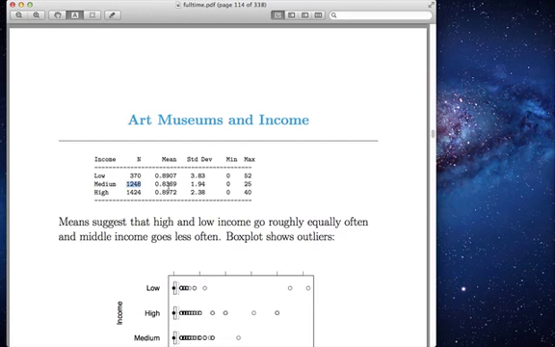Now we can summarize that conditional distribution with a variety of summary statistics like the mean and the standard deviation. We could look at the min and the max. So let's just interpret all these numbers. The mean number of times that someone with low income goes to an art museum is about 0.89 times. Standard deviation is 3.8. The minimum number of times is 0, and the max is 52.